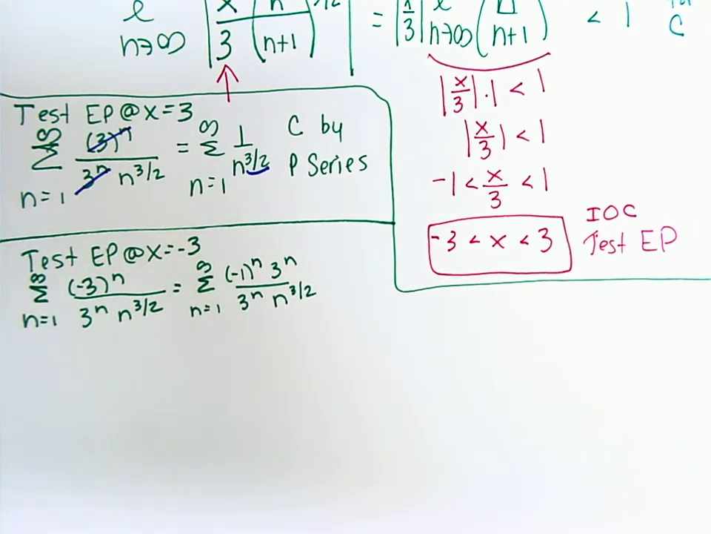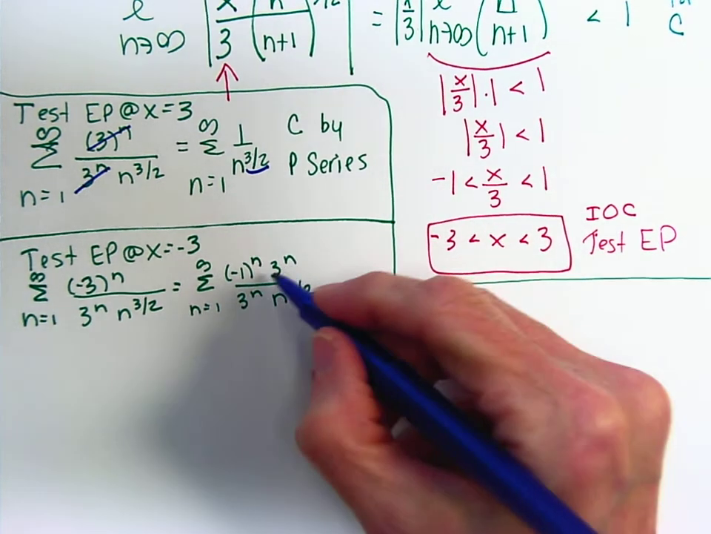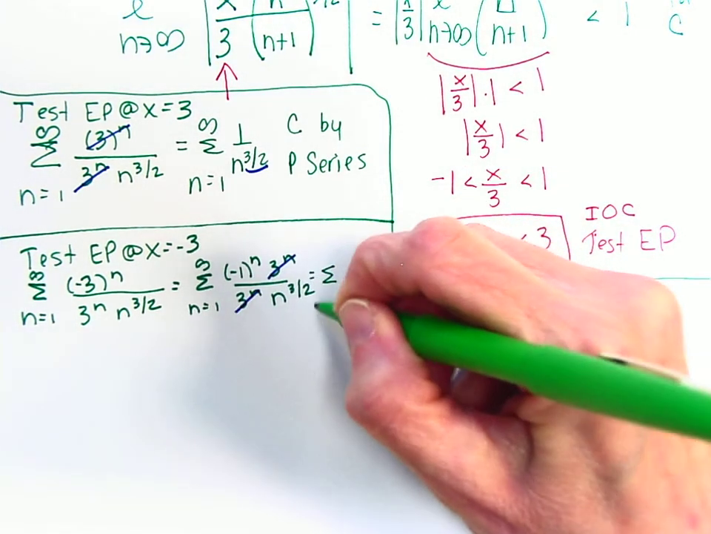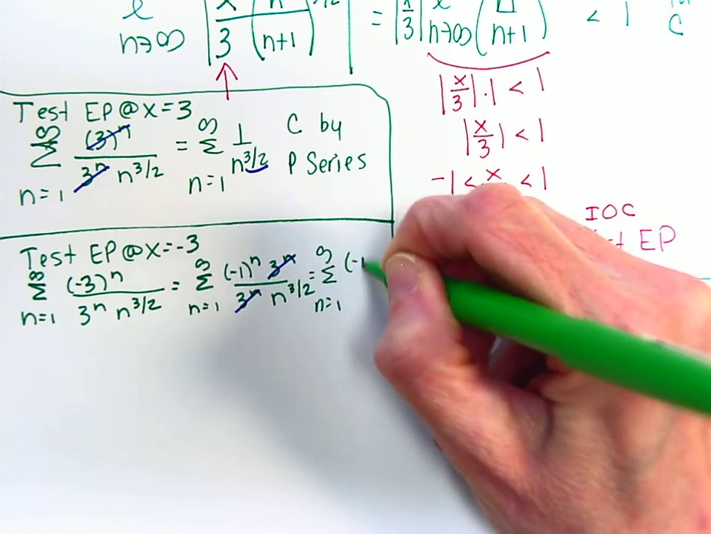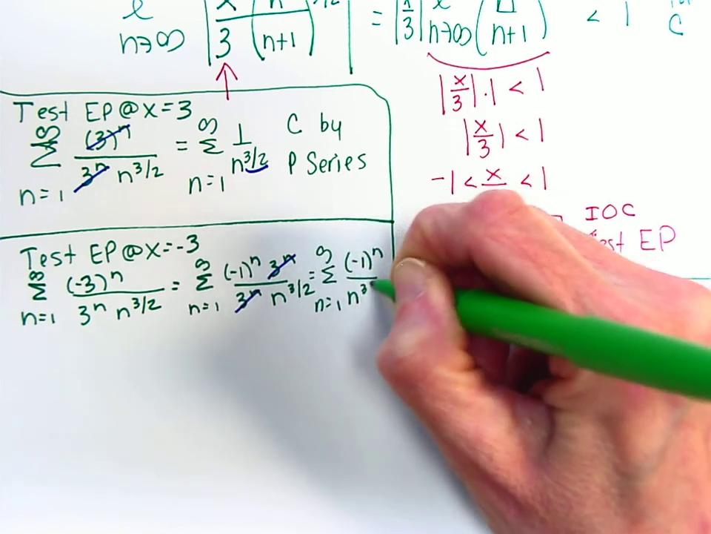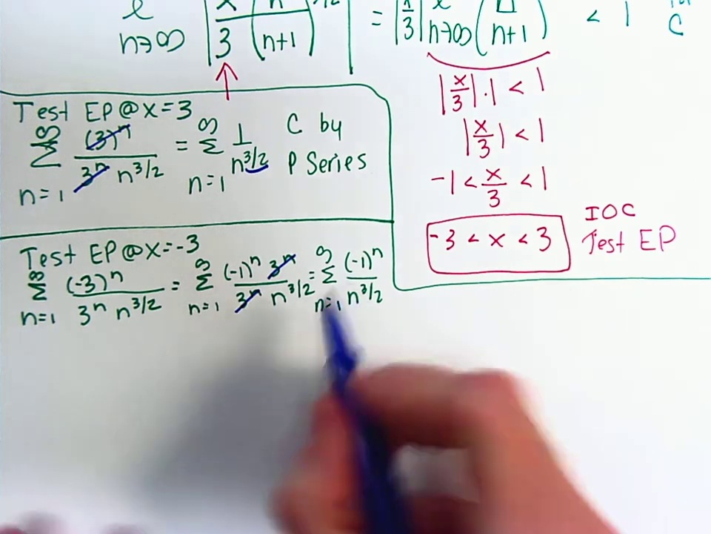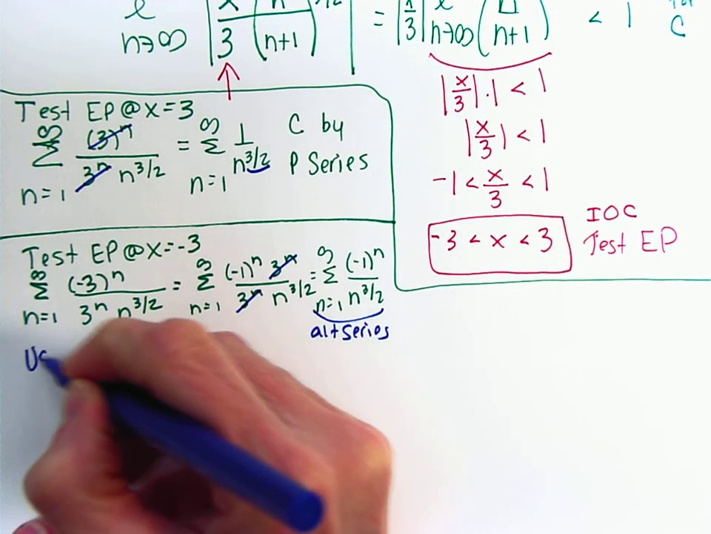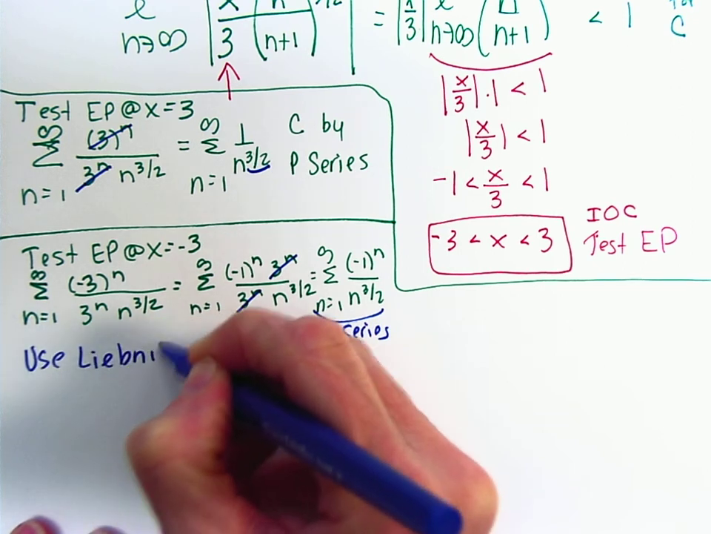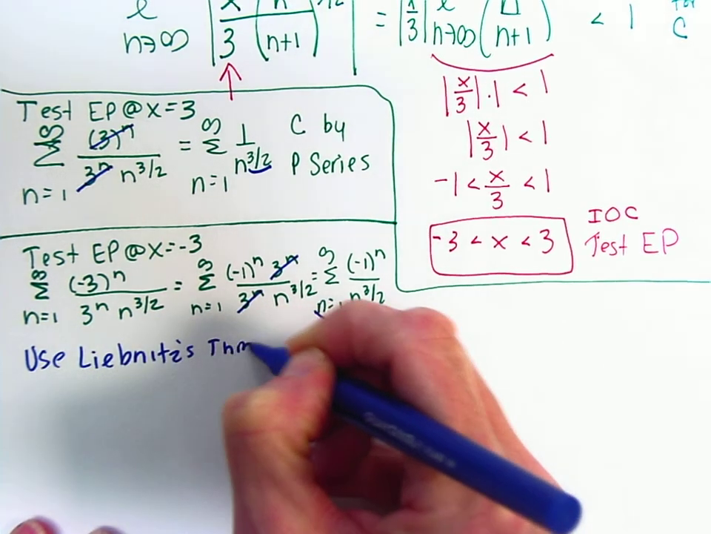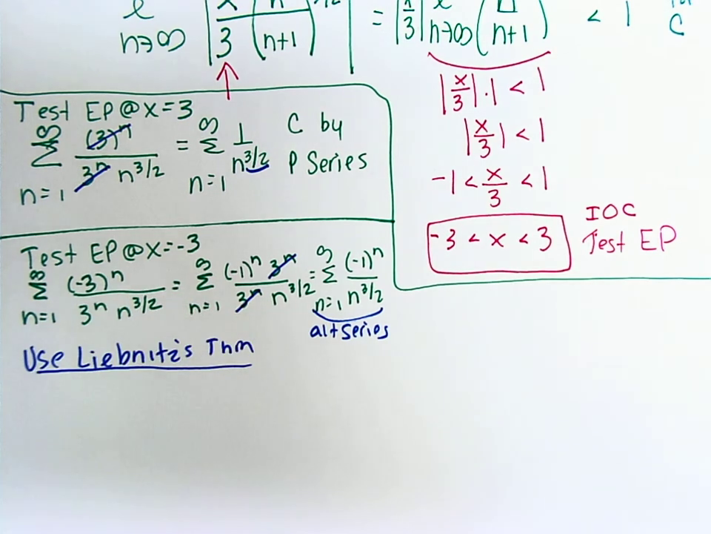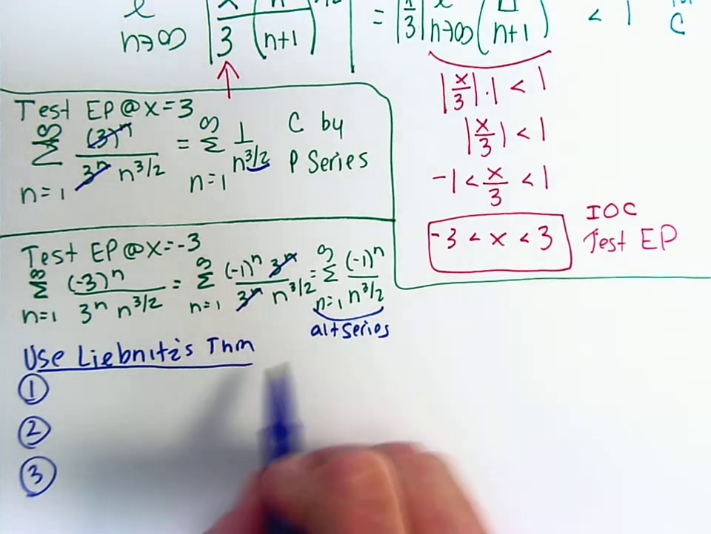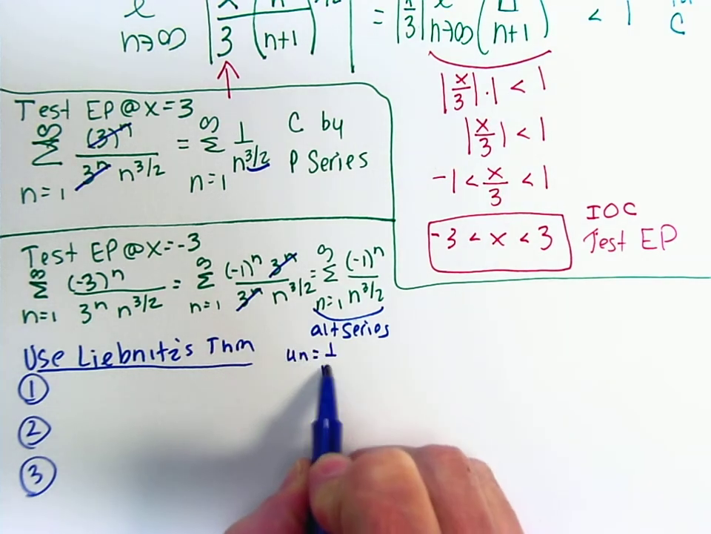Once I do that, again something nice happens. This cancels this. So the series that I'm left to evaluate is the sum of -1 to the n over n to the 3/2. This is an alternating series, so I have to use Leibniz's theorem. So I'm going to write 1, 2, 3, and my u of n is going to be 1 over n to the 3/2.